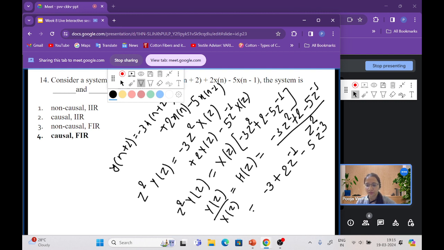Are you getting this? So the transfer function does not include any positive powers. See here, -3 + 2Z^-2 - 5Z^-3. And the order of the numerator is also not exceeding the order of the denominator. So the system is finite impulse response and causal, right? The poles are inside the unit circle. So the system is causal and an FIR filter, finite impulse response. Okay, I hope all of you got this question, so we can move to the next question.